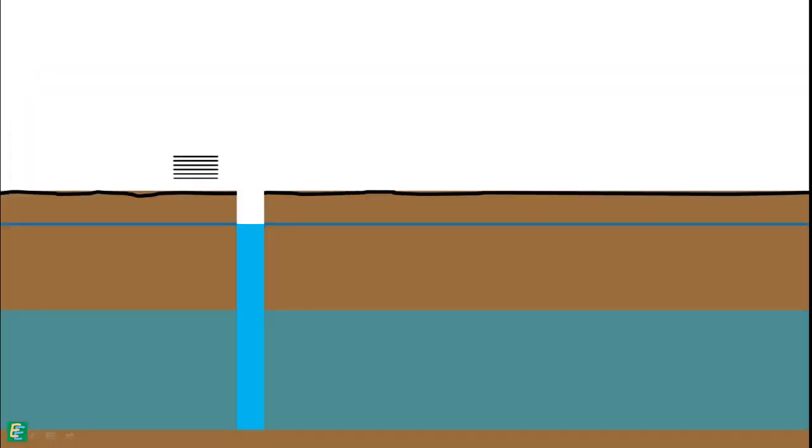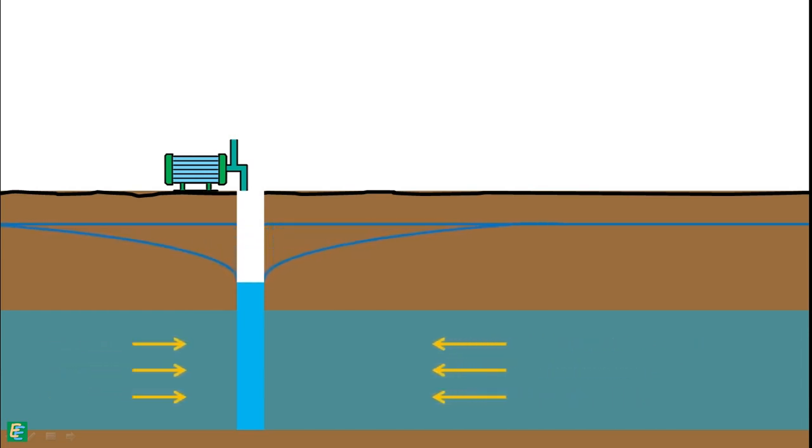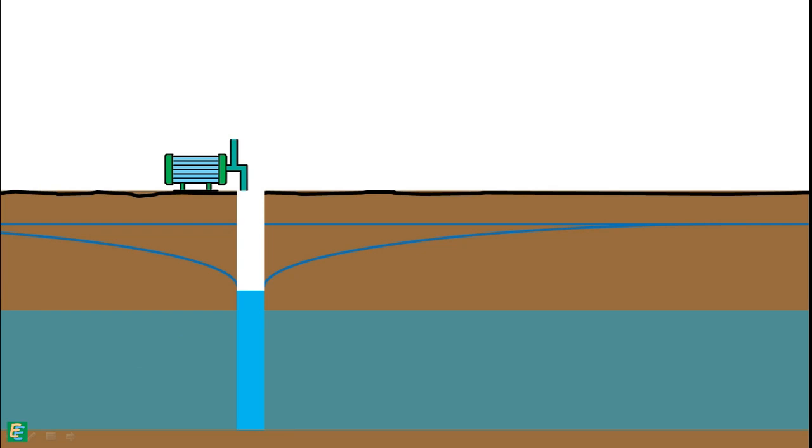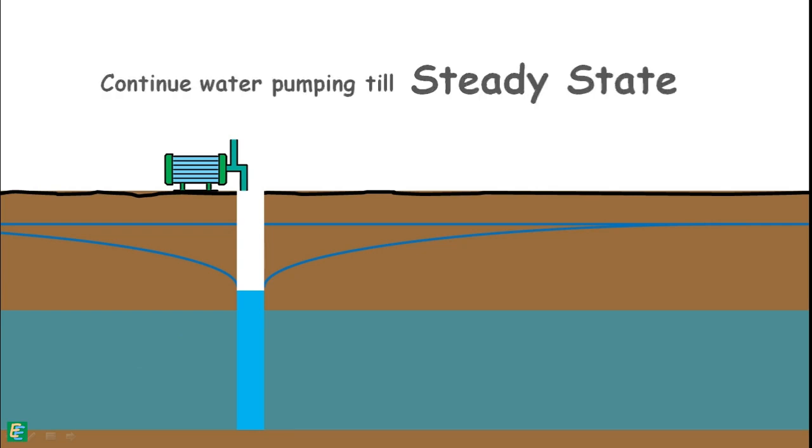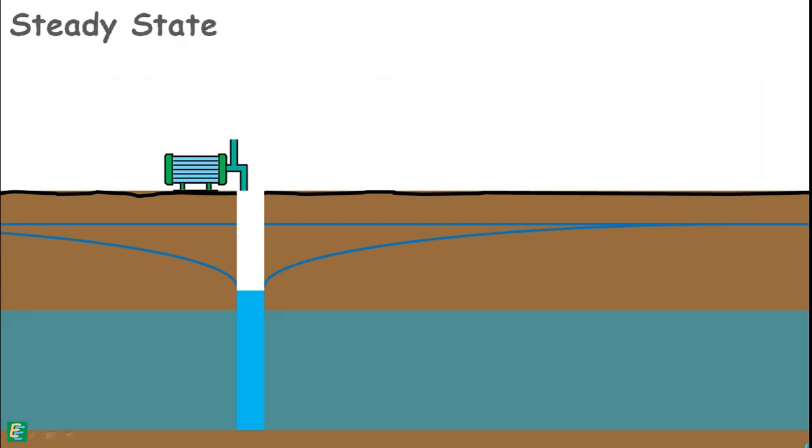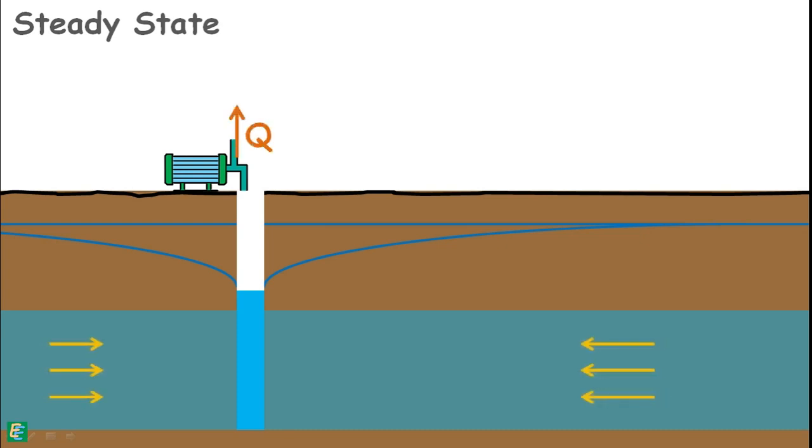Hence, when we pump out the water from the well, the water in the aquifers moves towards the well and starts refilling it. But still, we continue the pumping of water till the steady state of flow is reached. The steady state of flow is reached when the amount of water pumping out from the well becomes equal to the amount of water refilling the well.